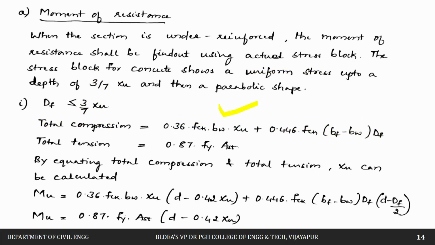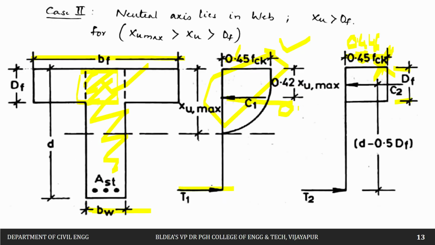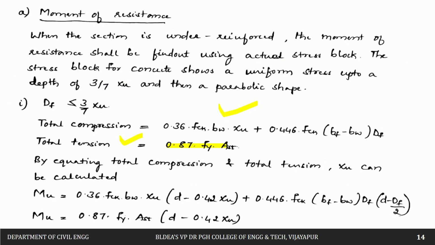This is nothing but the total compressive force. The total tensile force is 0.87 fy into Ast. Based on this equation you can calculate the moment resisting capacity, or based on this also you can calculate. We have to multiply force by distance, that is the lever arm.